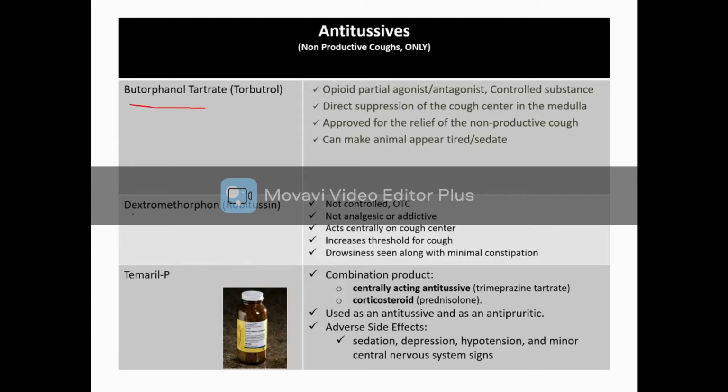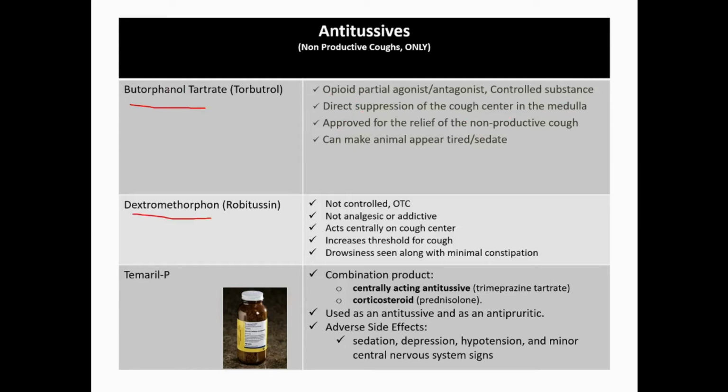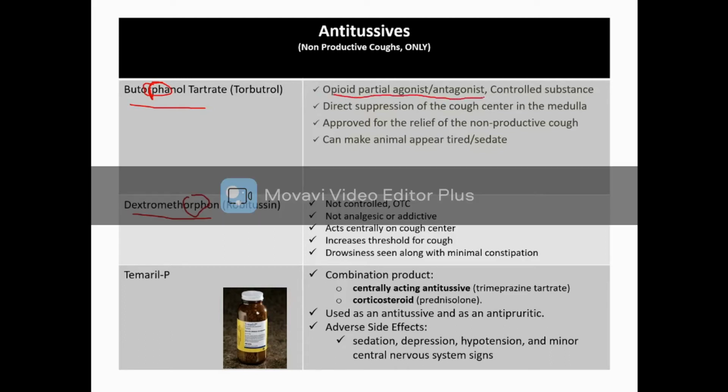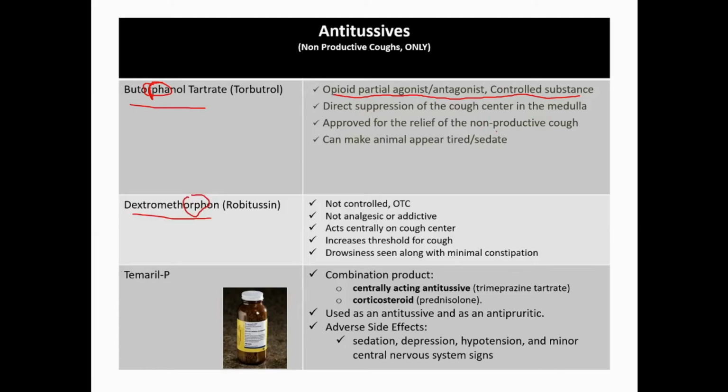Butorphanol tartrate and dextromethorphan both work centrally in the medulla. Both of these have orph in the name. That means there's some relationship to opioids or morphine, right? This one is an opioid partial agonist, antagonist, and a controlled substance. We've learned about this before. It has direct suppression of the cough center in the medulla, and it's approved for relief of non-productive cough, but it can cause the animal to be tired or sedate.